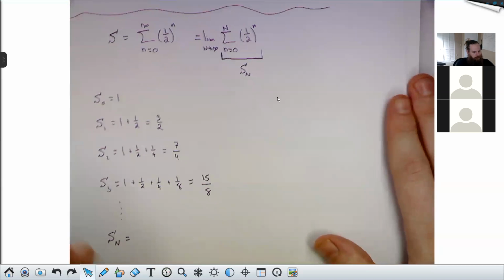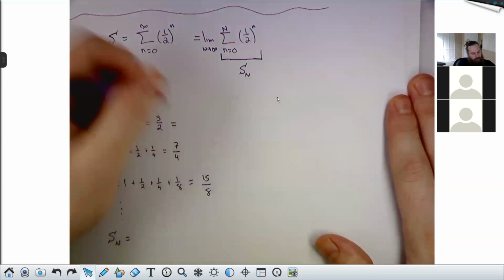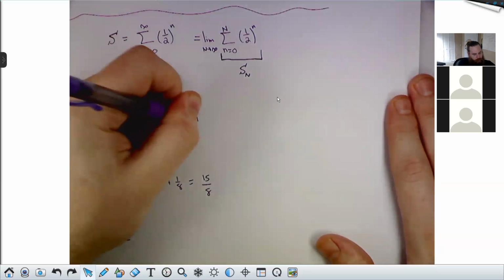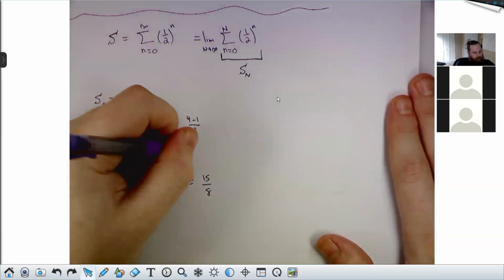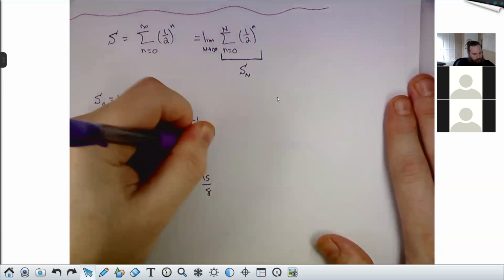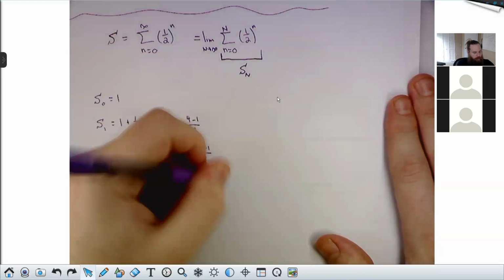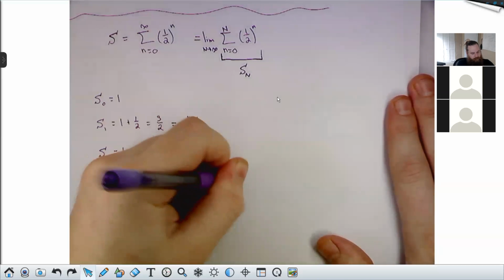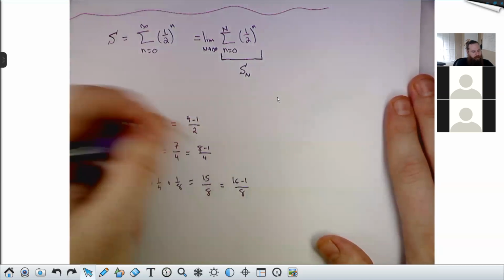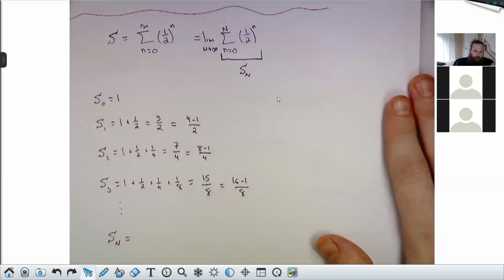Here's how I'm going to do it. 3/2 is 4 minus 1 over 2. 7/4 is 8 minus 1 over 4. 15/8 is 16 minus 1 over 8. I can write these in terms of powers of 2.